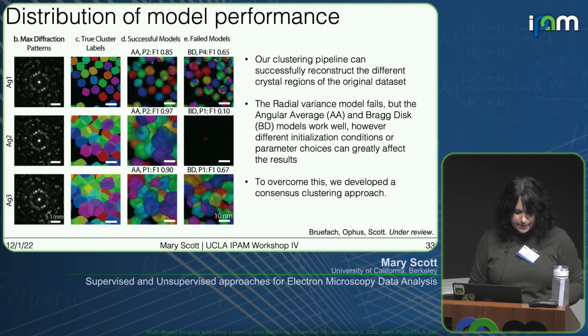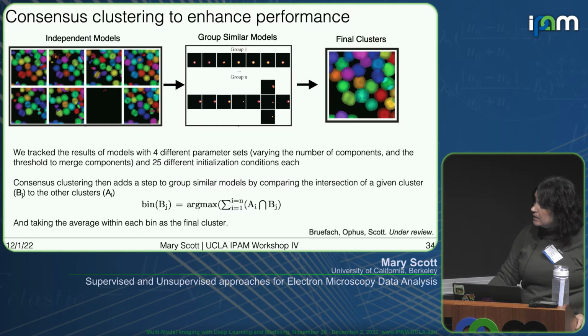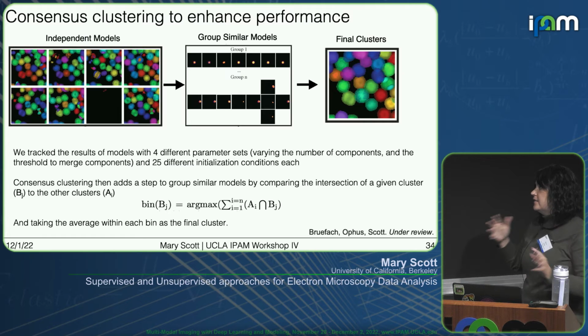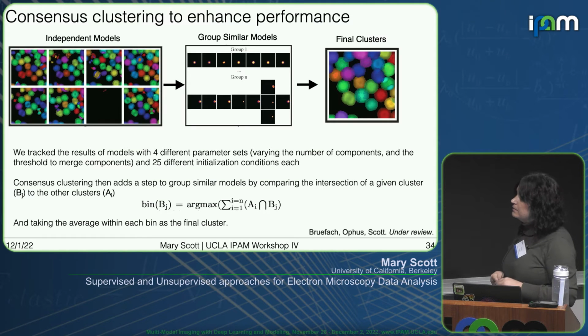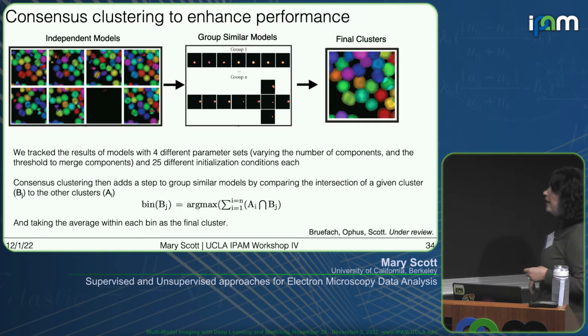So what we chose to do is instead adopt a consensus clustering approach. Our approach here is to train many models, find where the models agree, and take that as our final results. Okay, so here is this illustrated schematically. We start with our many independent models. For this kind of systematic study, we used 4 different parameter sets, basically varying the number of components and the threshold to merge the components, as well as 20 different initialization conditions each.